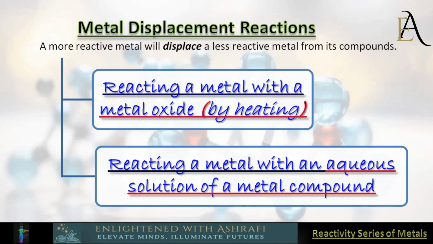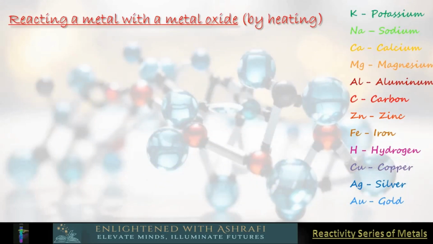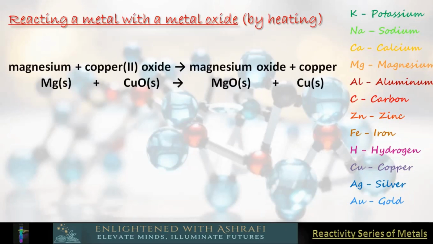One is reacting a metal with a metal oxide by heating, and the other one is reacting a metal with an aqueous solution of a metal compound. So let's see the first one, that is metal with metal oxides by heating. Reacting a metal with a metal oxide by heating, magnesium reacts with a metal oxide to give magnesium oxide plus copper.